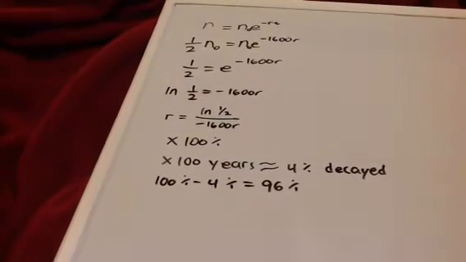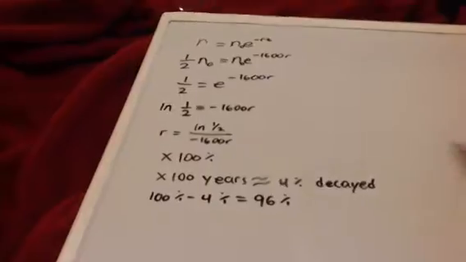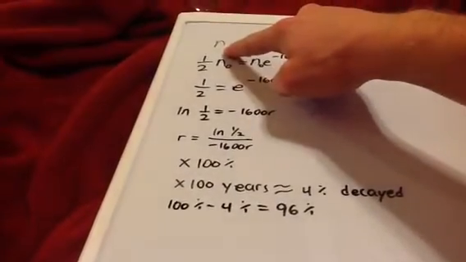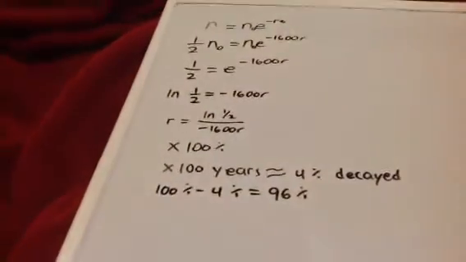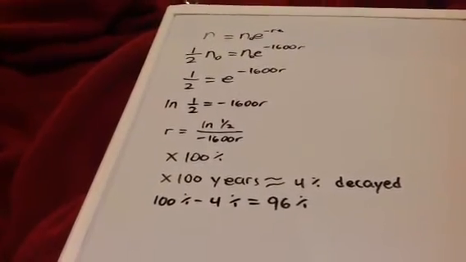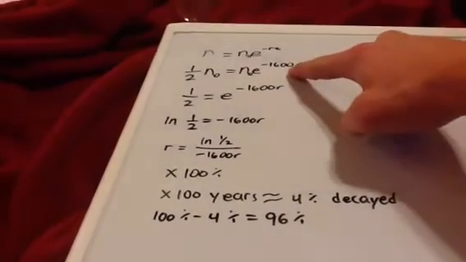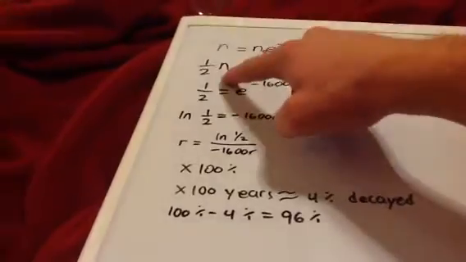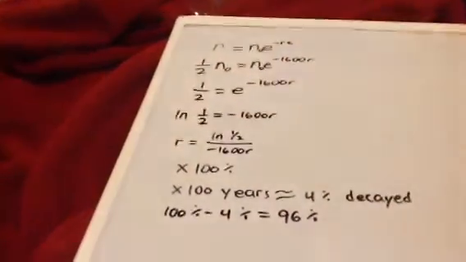Okay, so here's our radioactive decay problem. The formula that we need to know is we have our amount remaining is equal to the initial times e raised to the negative rate times time. And so we know that the half-life is 1600 years. So we know that when we plug in 1600 for t, we're going to have half of our initial amount, right? So that's what that formula right there means.